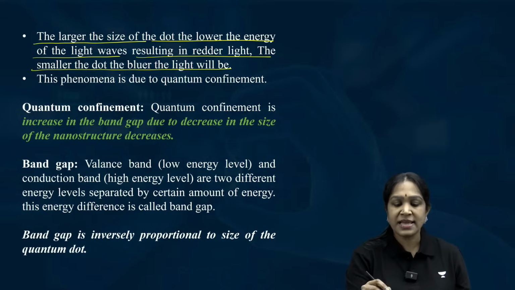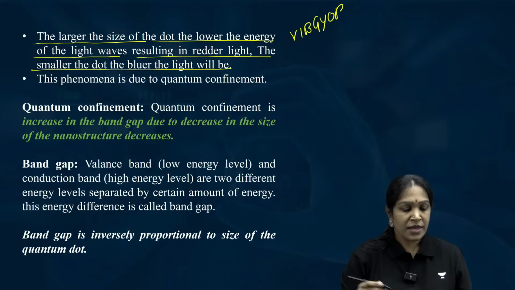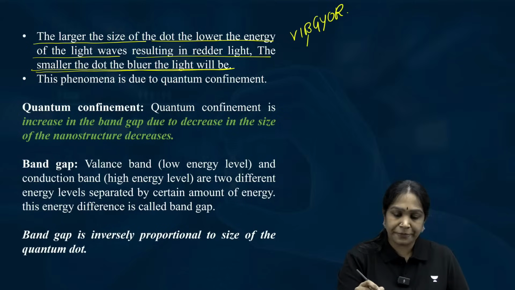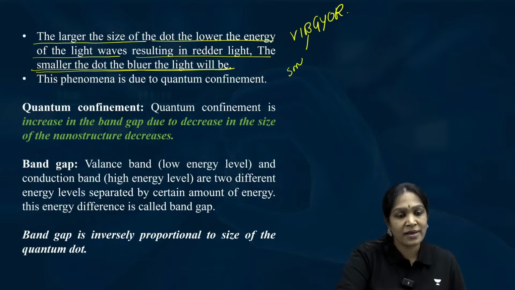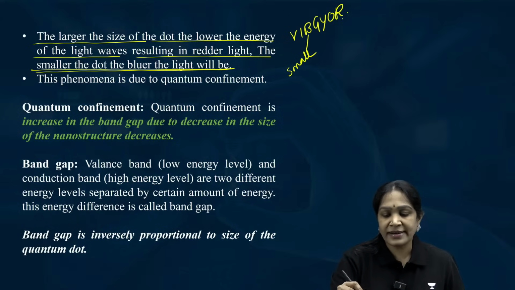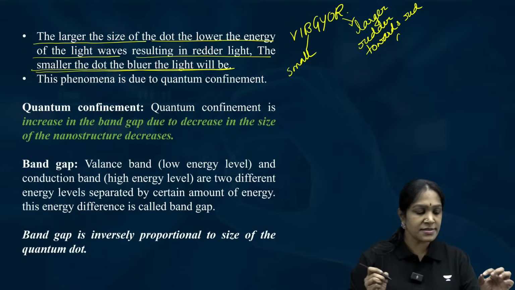So the smaller the dot, the bluer will be the light. What do you mean by bluer? Towards the blue color. And what do you mean by redder? The larger the dot, the redder the light. Redder means towards the red color. Is it clear? This is one piece of information.